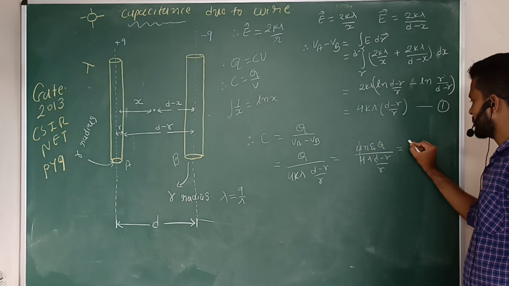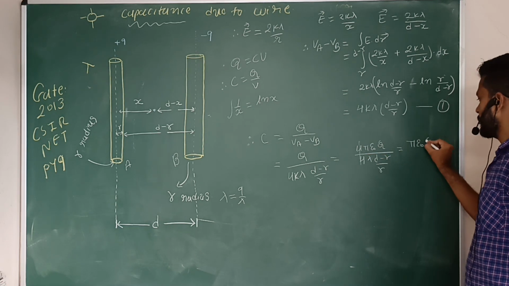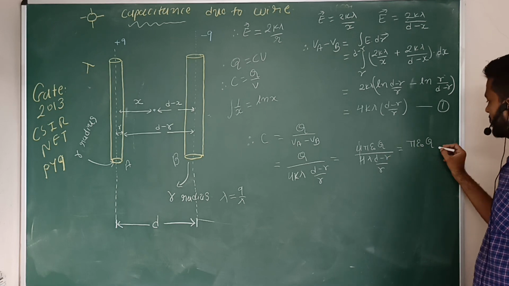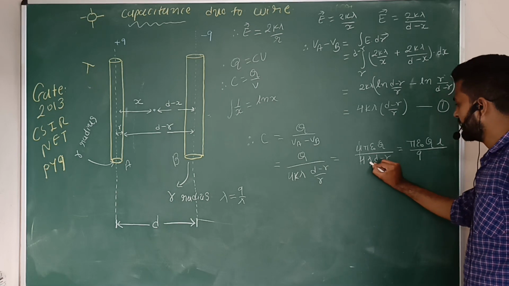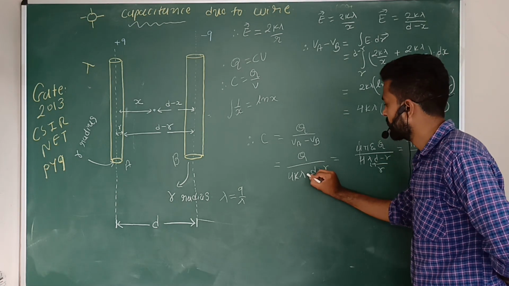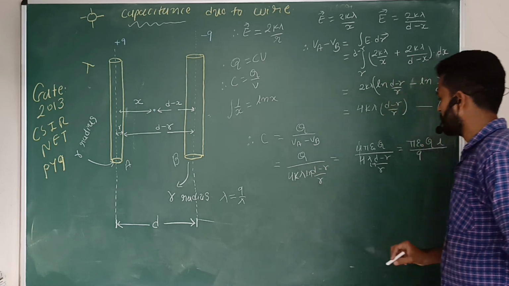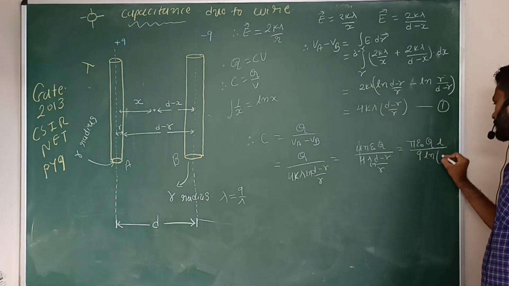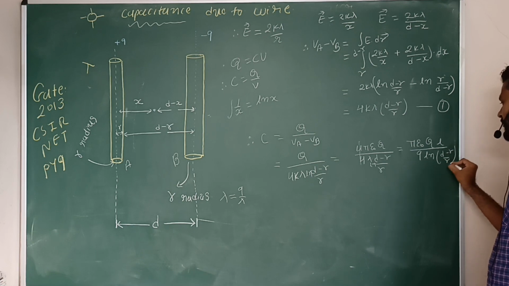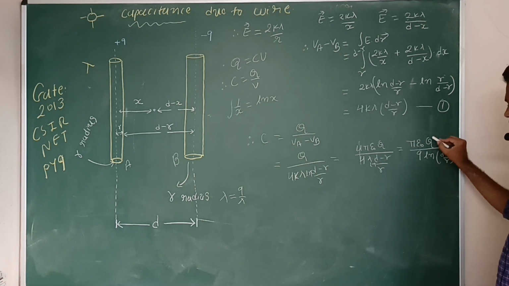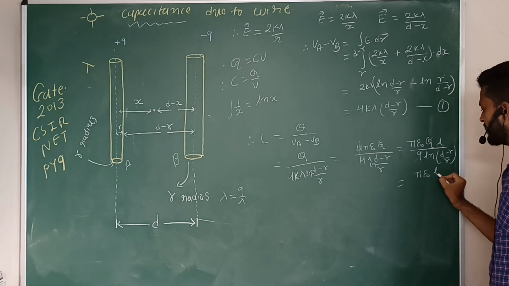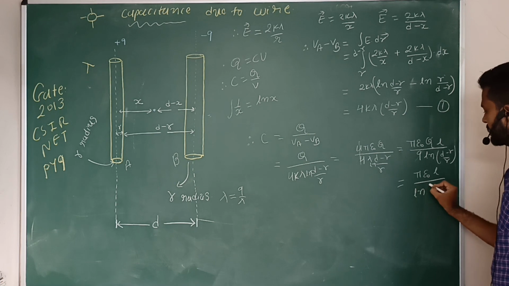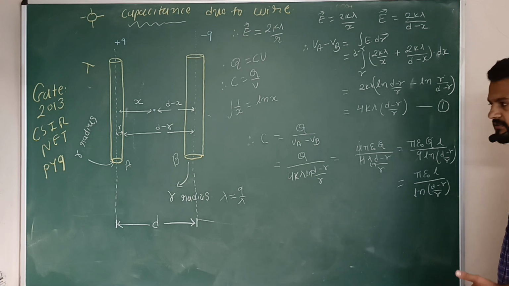So the 4 gets cancelled out, and λ will be Q upon l. This is ln, this is log, I forgot about it. So ln of d minus r upon r. The Q will get cancelled out, and we will get C equal to pi epsilon naught l upon ln of d minus r upon r. This is our final answer.